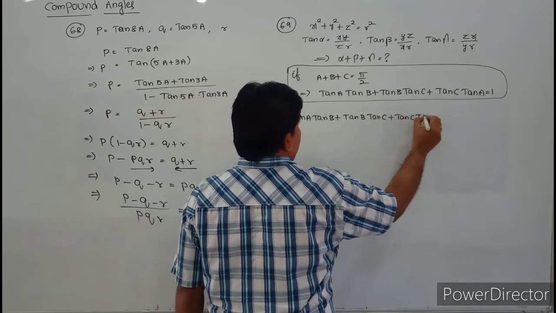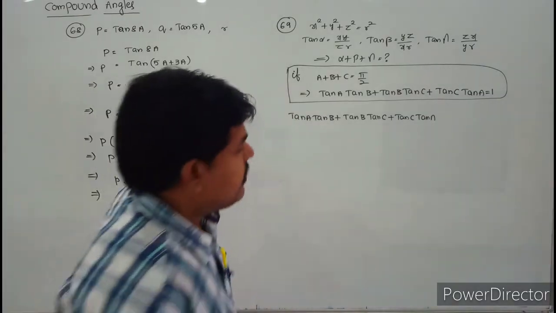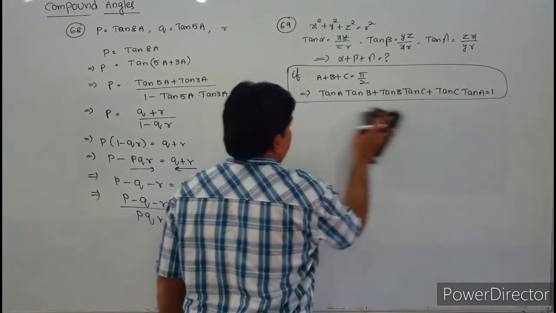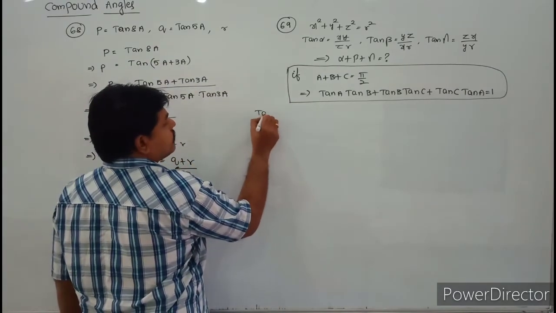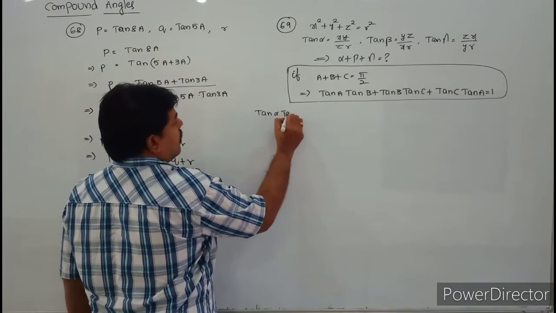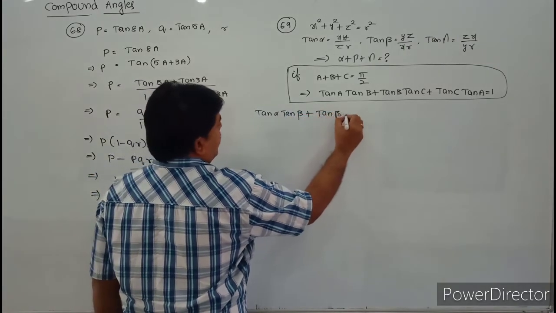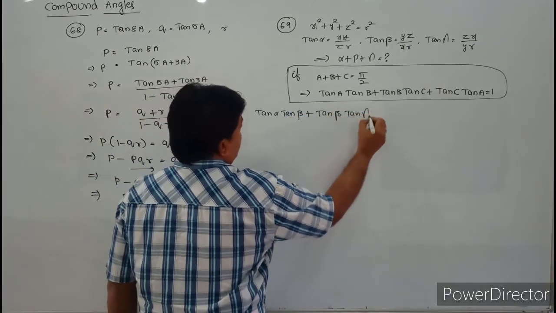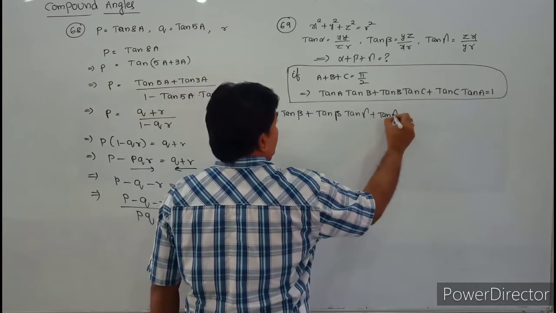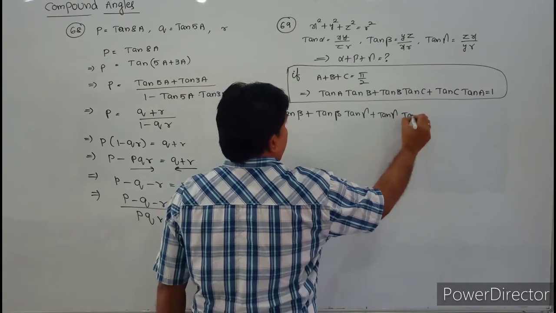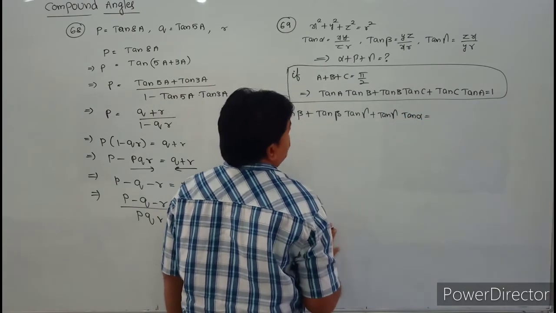tan c tan a. They are given in terms of alpha, beta, gamma actually. So we can take it as tan alpha tan beta, tan beta tan gamma, tan gamma tan alpha. So what are these values?